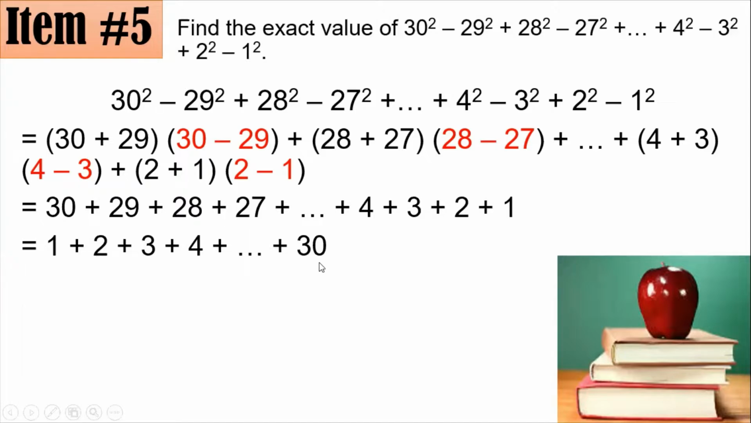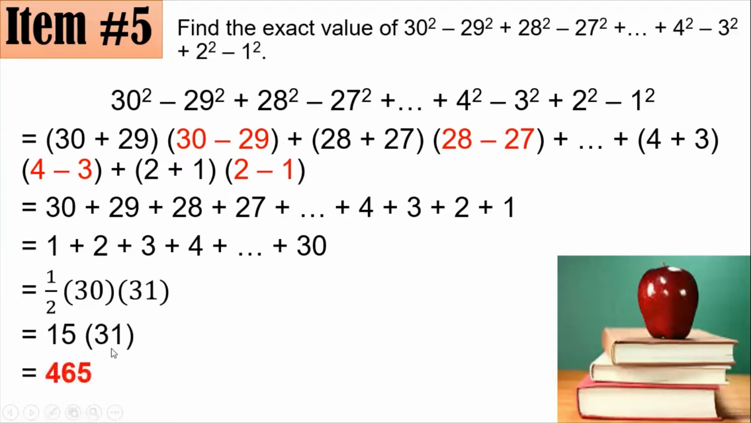And with n equals 30, this becomes 1/2 times 30 times 30 plus 1, or 31. 30 times 1/2, or 30 divided by 2 here, is 15. And 15 multiplied by 31 is equal to 465. Hence, this expression is equal to 465. So I hope you got them correctly.